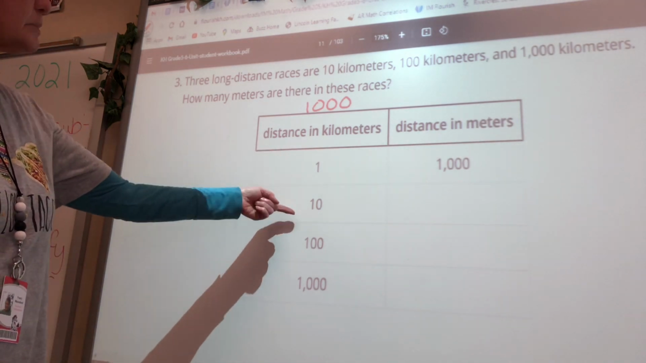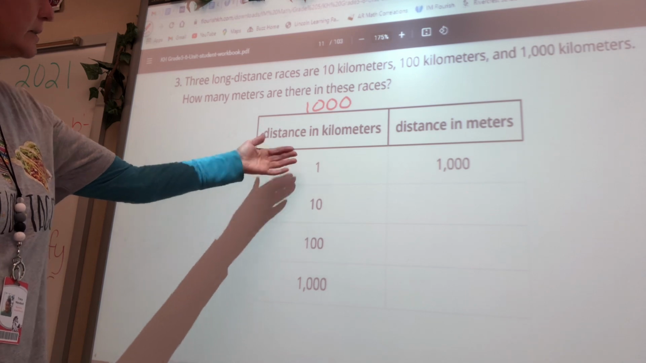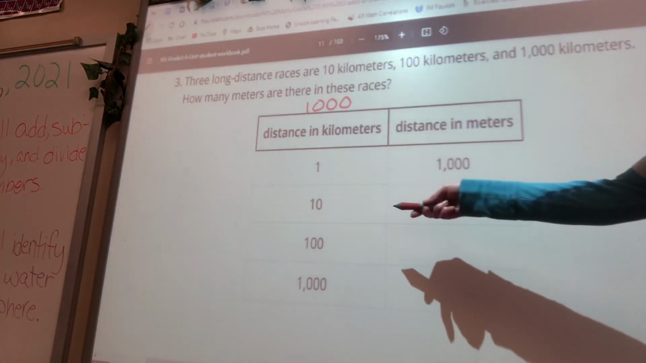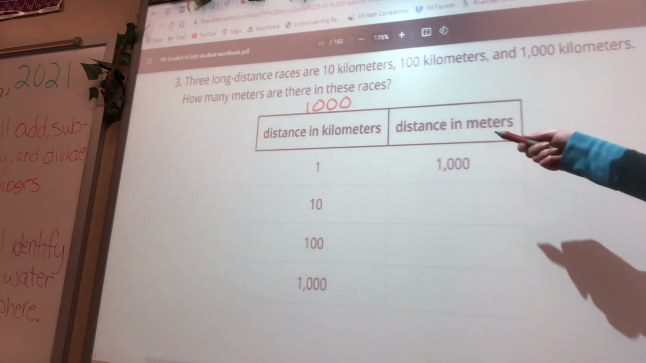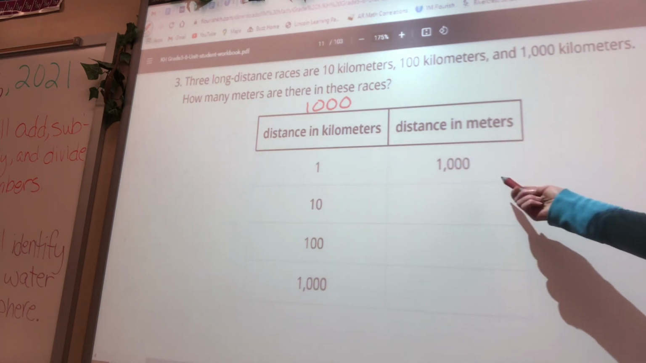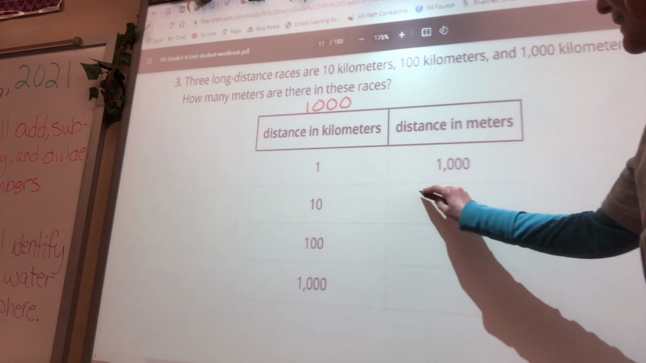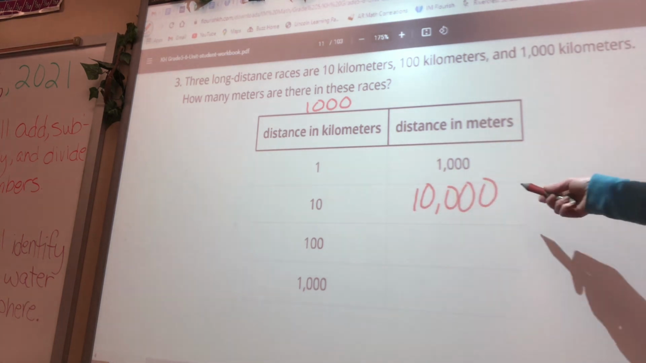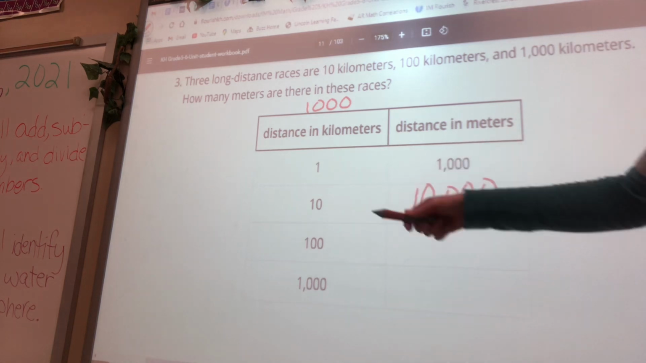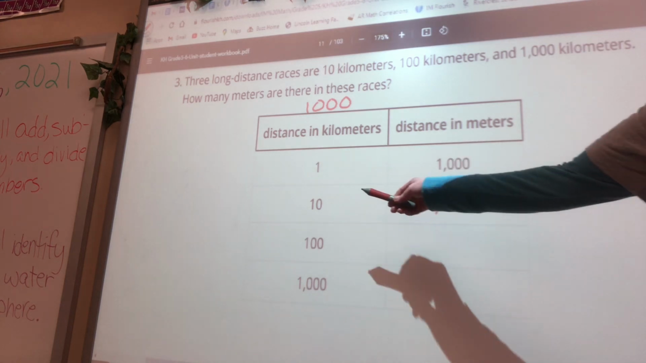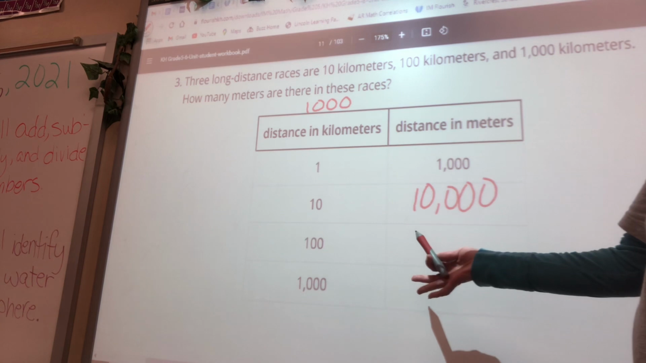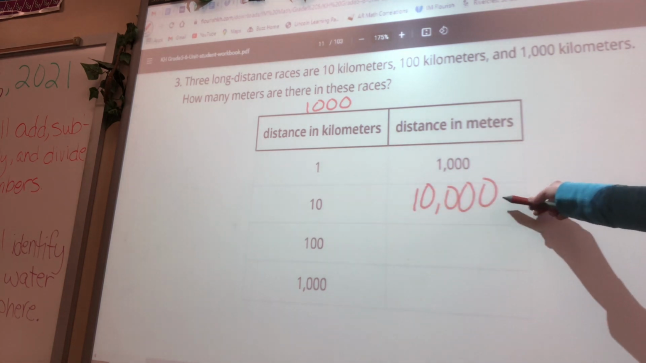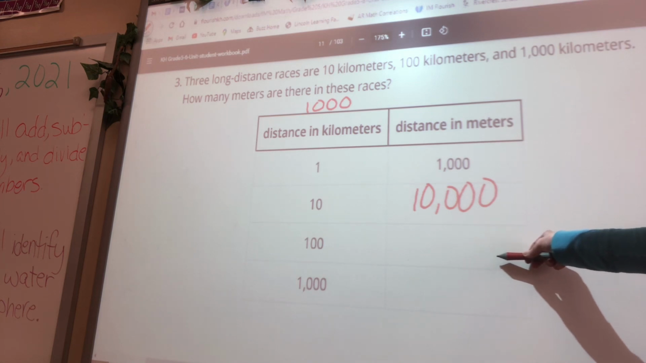Well, this is 10 times more than that, isn't it? It's, again, a multiple of 10. Well, if that's 10 times more, then this would have to be 10 times higher, which would mean another multiple of 10. So it would take 10,000 meters to equal 10 kilometers. Again, we have an increase of multiple of 10. If that increases as a multiple of 10, this will also increase as a multiple of 10.